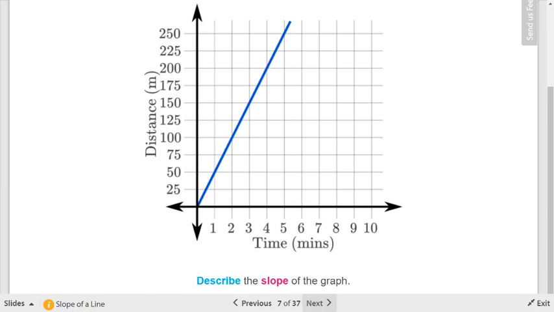Positive. No, don't worry about that. Just do it first, and then I'll ask you questions. You figure it out. Shh. Talk when I ask you. Okay. Everybody got the slope? Okay.